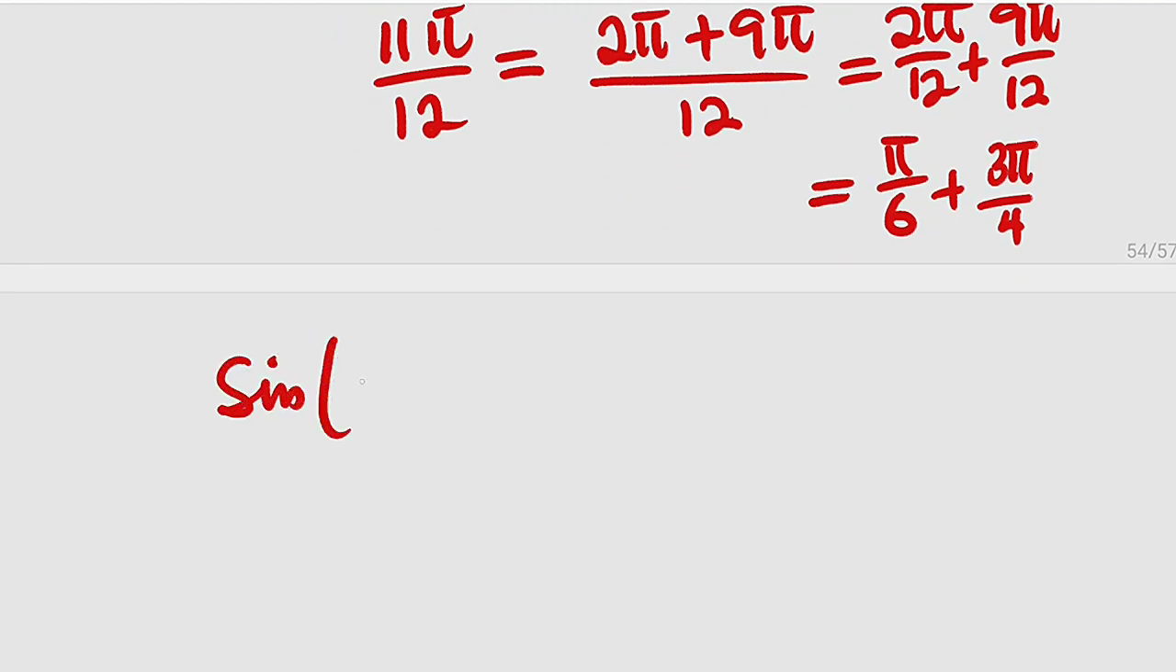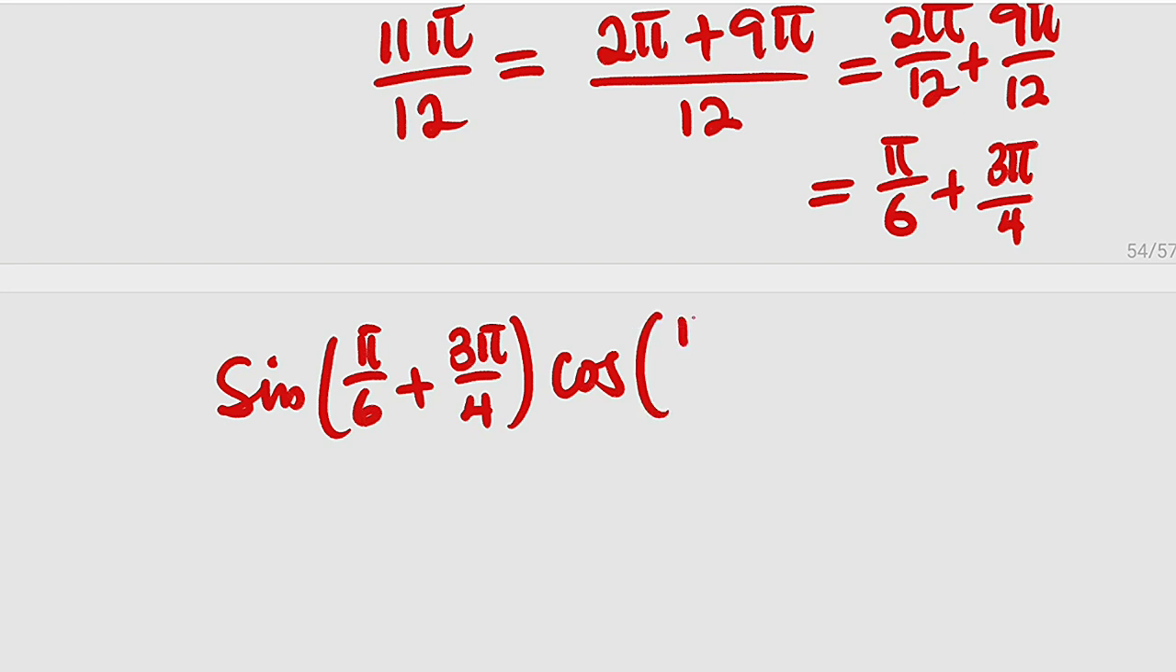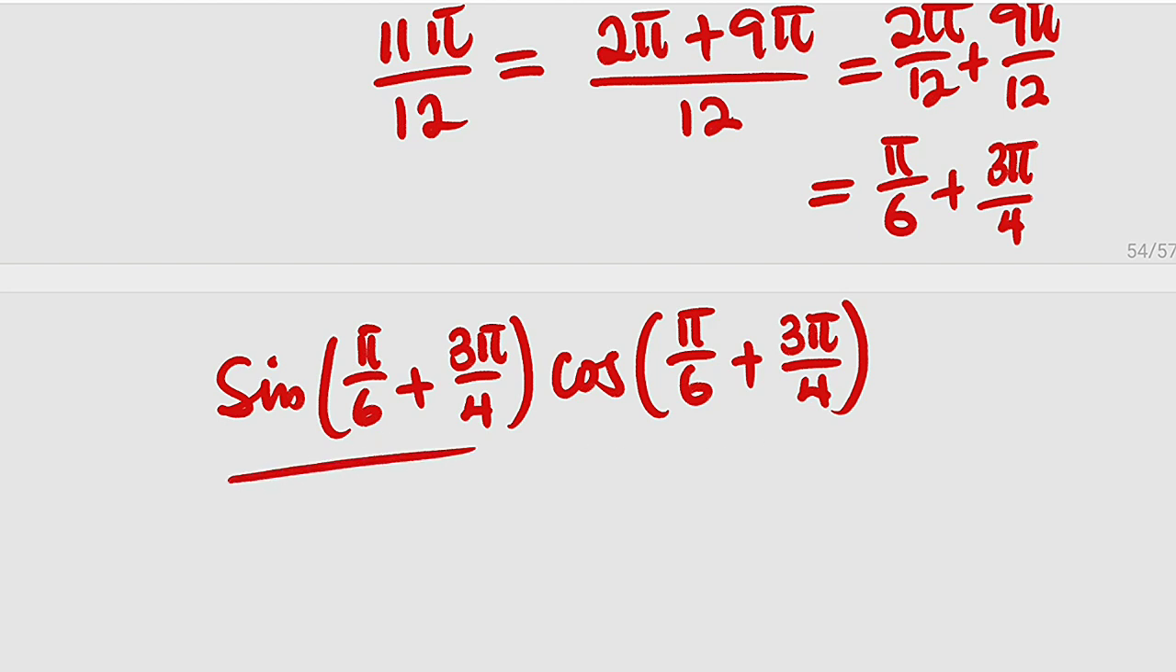sine of what? Pi over 6 plus 3 pi over 4. Then multiply by cosine of the same thing because the two angles are the same. Pi divided by 6 plus 3 pi divided by 4. Now we are going to apply the angle sum identities to simplify these two expressions.